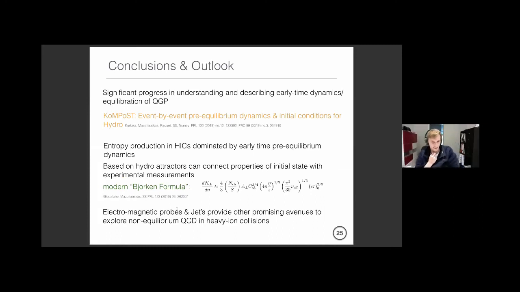Okay, so with that, I'll just flash my conclusions here. I think there's been a lot of progress in understanding these things. We have tools in place to do this, and we have different ways to probe. I think there are ideas coming up for how to probe these pre-equilibrium stages, and I think that's the main message I wanted to convey here. Thanks.